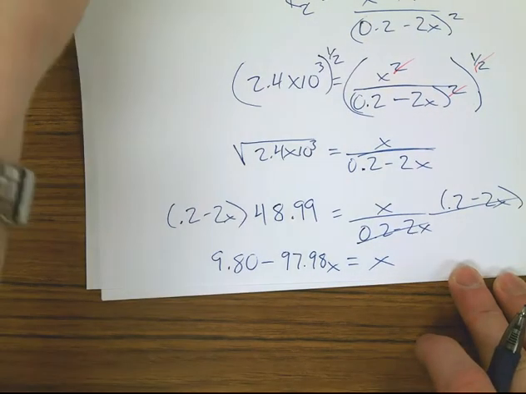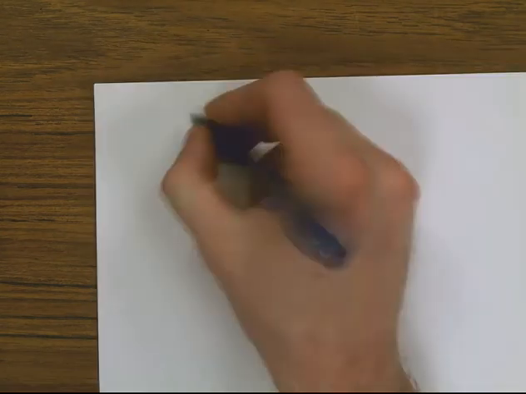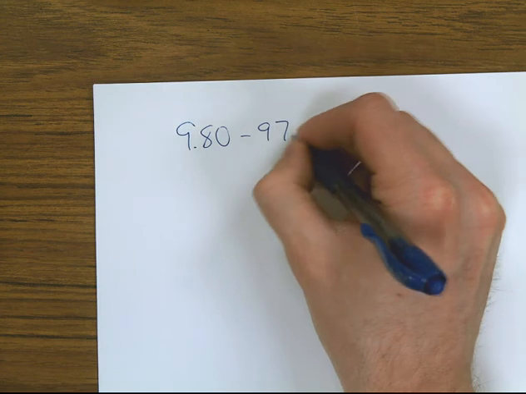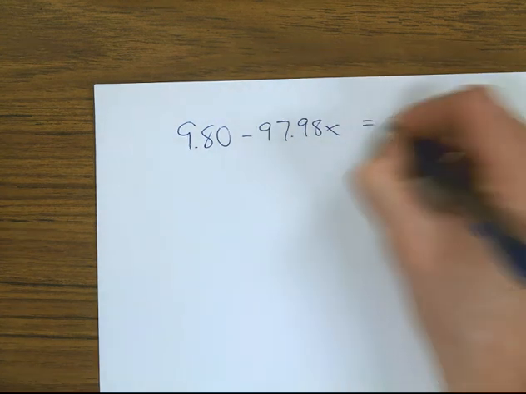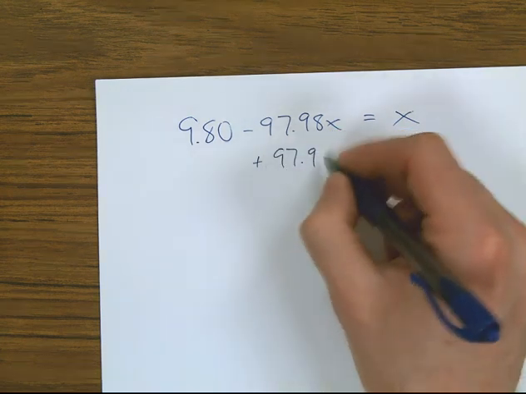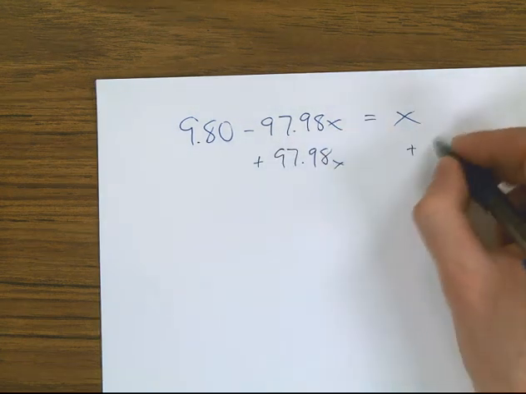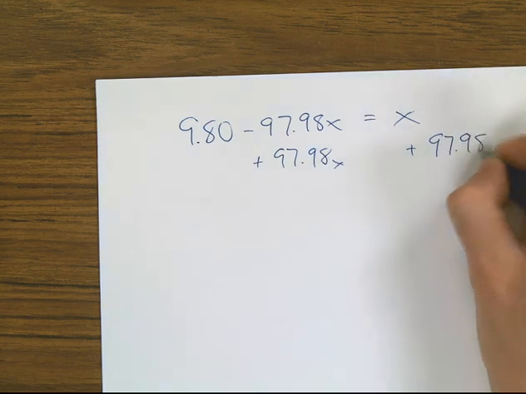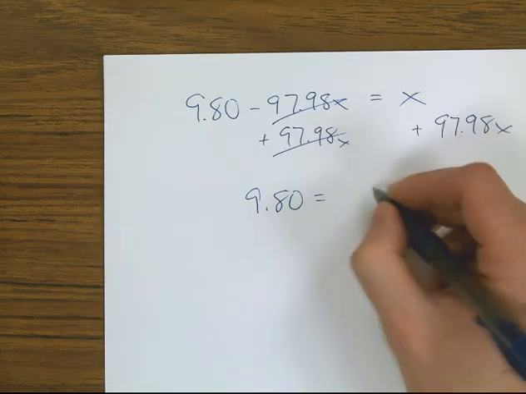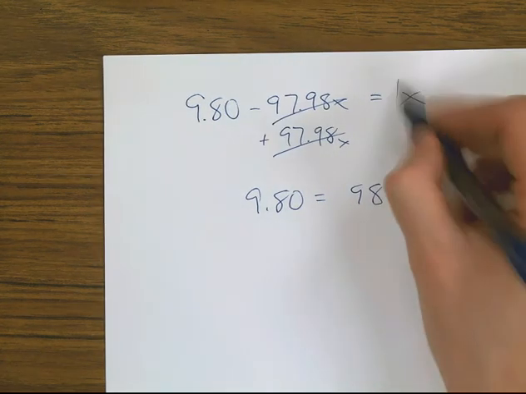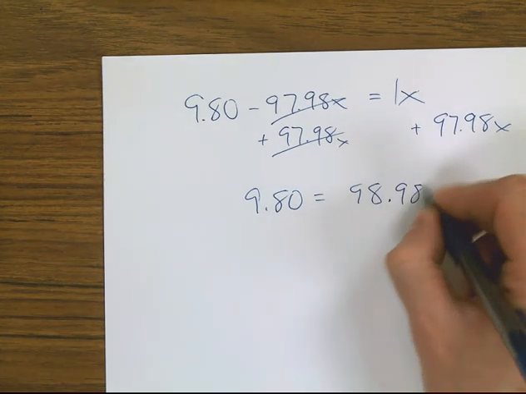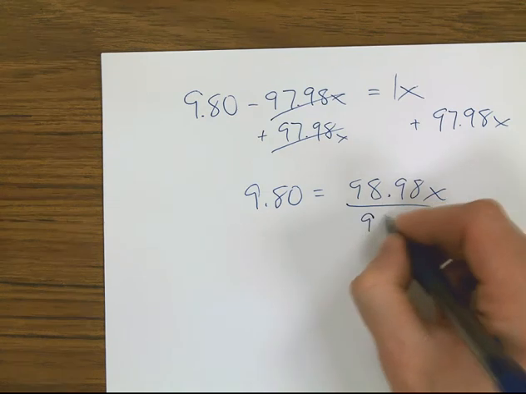I'm going to copy this onto another piece of paper. So where I last left off was 9.80 minus 97.98x equal to x. I'm going to take this to the other side to combine my like terms. I certainly hope this is looking familiar to you. If not, it's time for our brush up with algebra. And because this is essentially a value of 1, that adds to my 97, so it's now 98.98x. And of course I'm still trying to get x by itself.